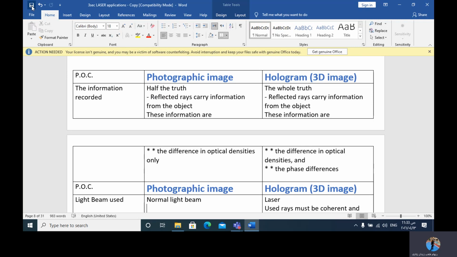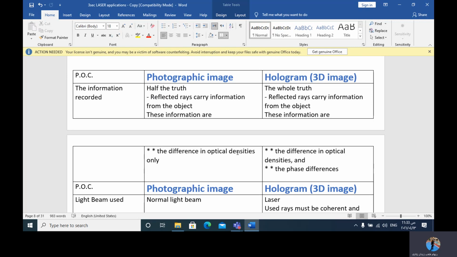What we mean by half the truth, it records only one information coming from the reflected rays, which is the variation in optical densities. The reflected rays carry information from the object. This information is the difference in optical densities only. As you see here, the difference between these reflected rays coming from the difference in optical densities only, which indicates the features in 2 dimensions.